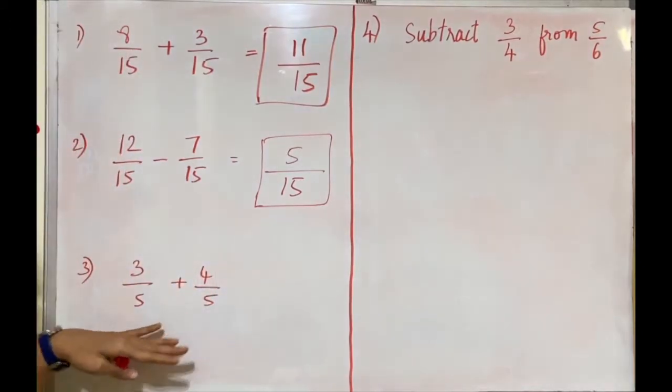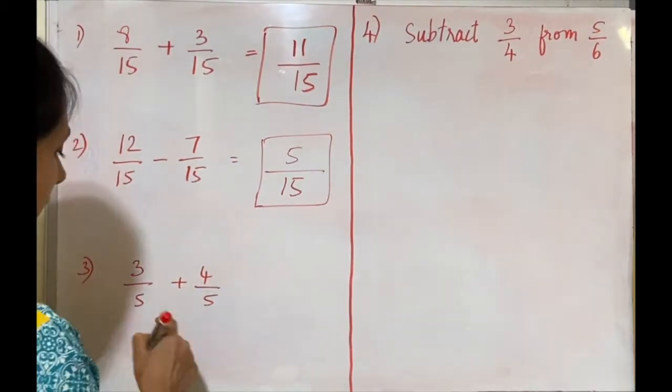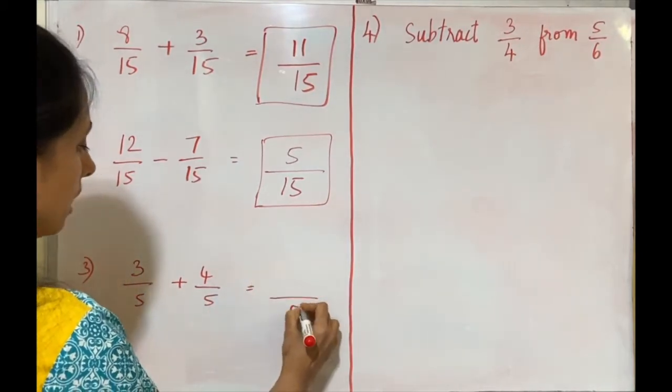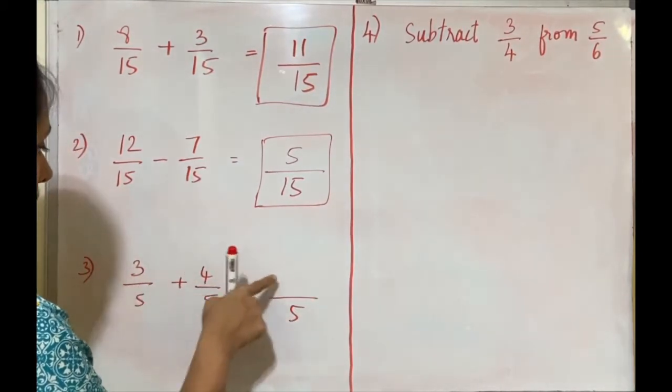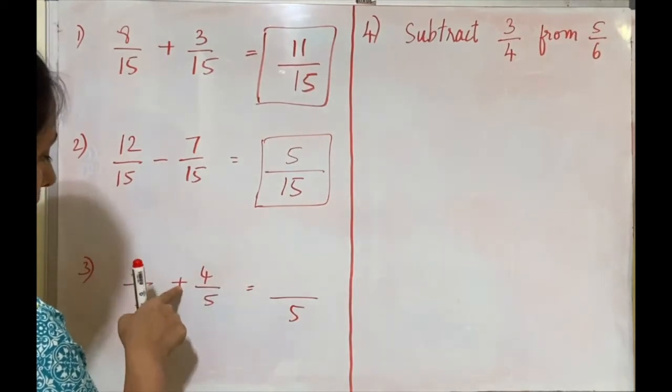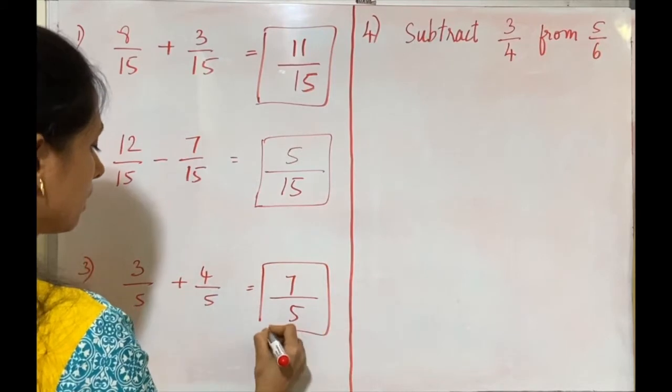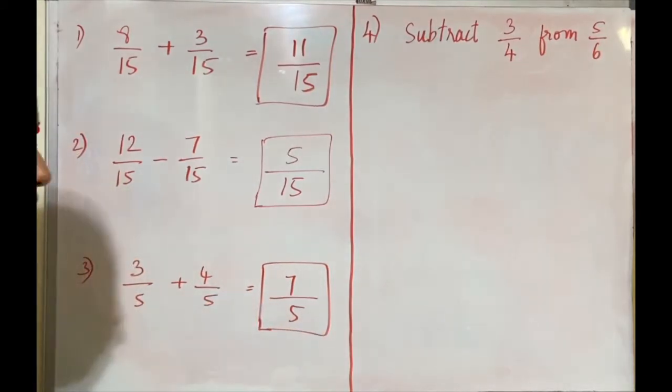So here, are these like fractions? Yes, they are like fractions because their denominators are the same. So what should you do? Write the same denominator. What is your numerator? 3 plus 4. Answer is 7. So 7 by 5 is your answer.